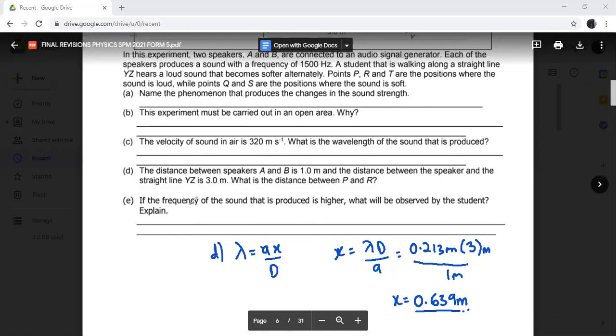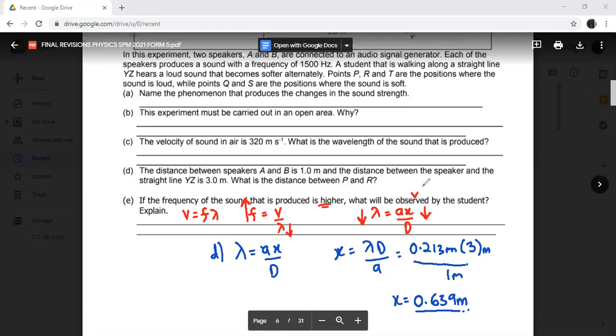Okay, now, if the frequency of the sound that is produced is higher, what will be observed by the student? Explain. You see, guys, speed equals frequency times lambda. Frequency equals speed over lambda. So when the frequency increases, the lambda decreases. Lambda equals AX over D. So when the value of lambda decreases, you should know that the value of X will also decrease.